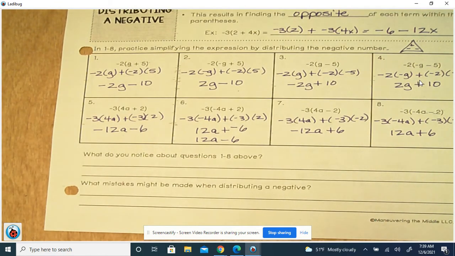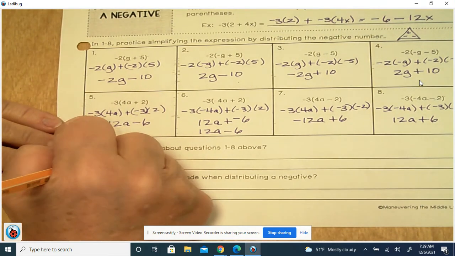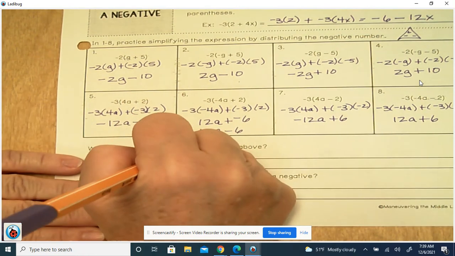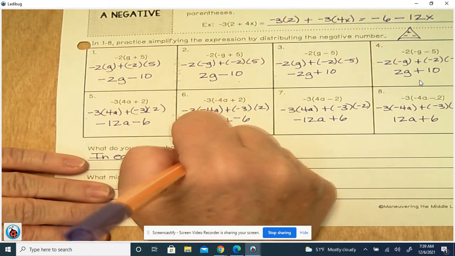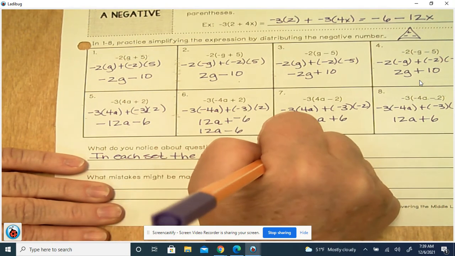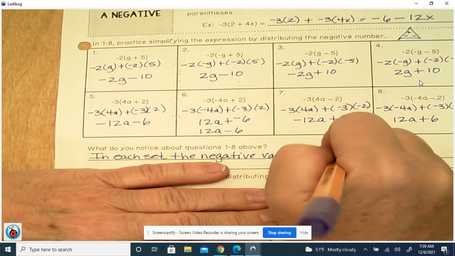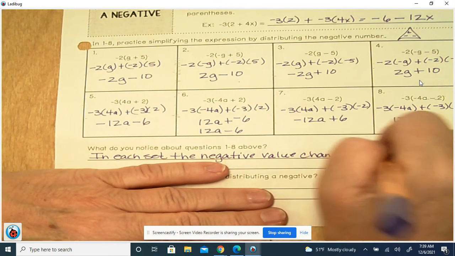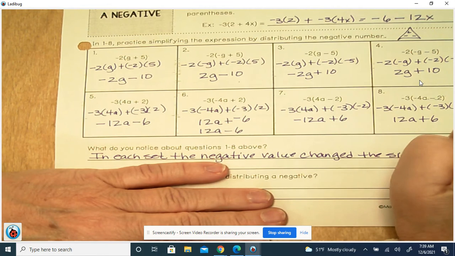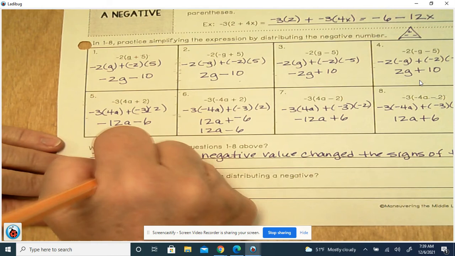But what do you notice about the questions in 1 through 8? And what that is in each set, the negative number or negative value change the signs of the terms inside the parentheses.